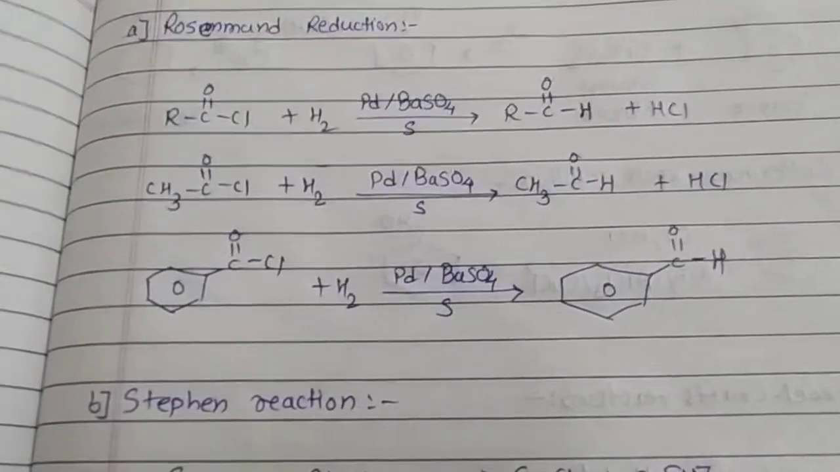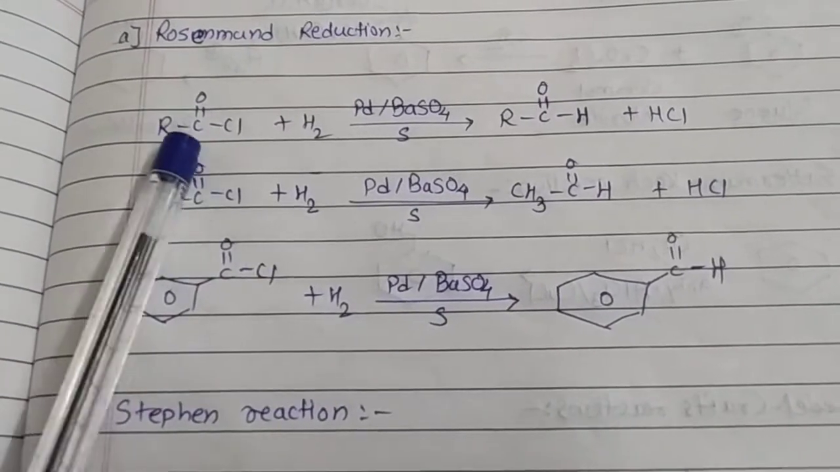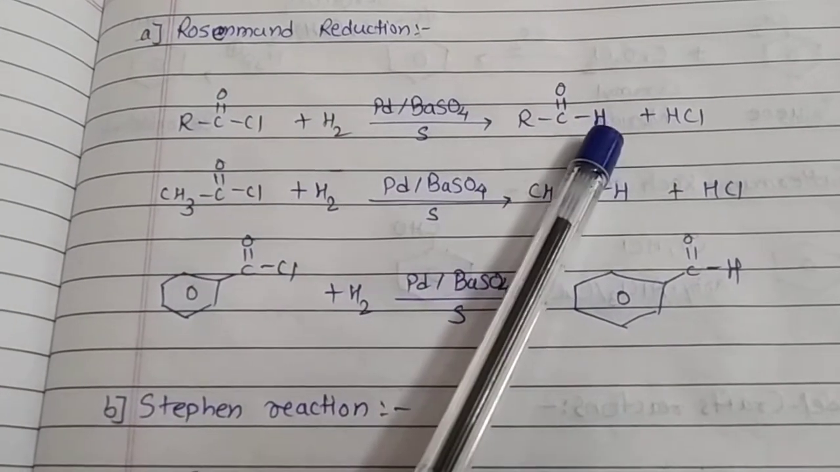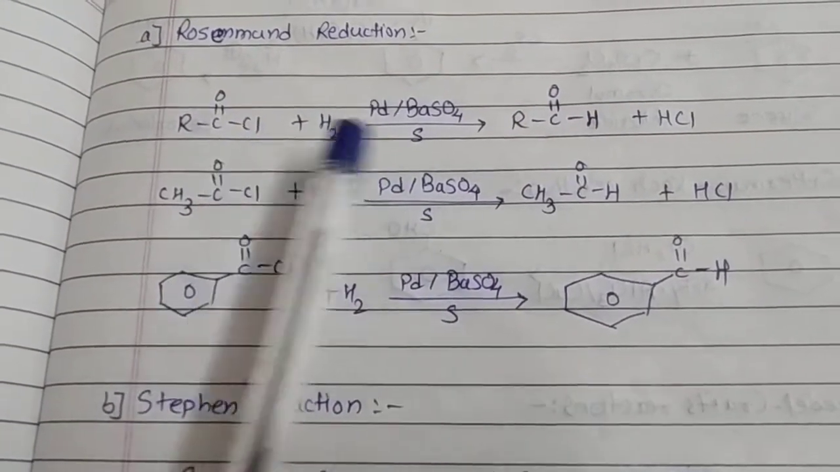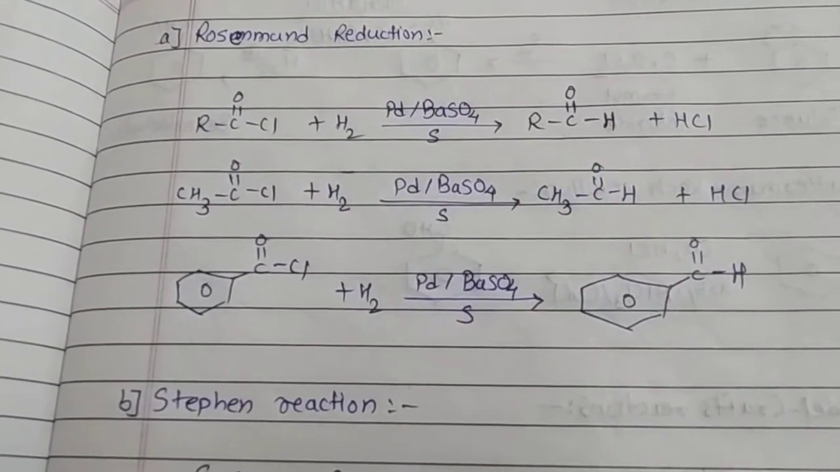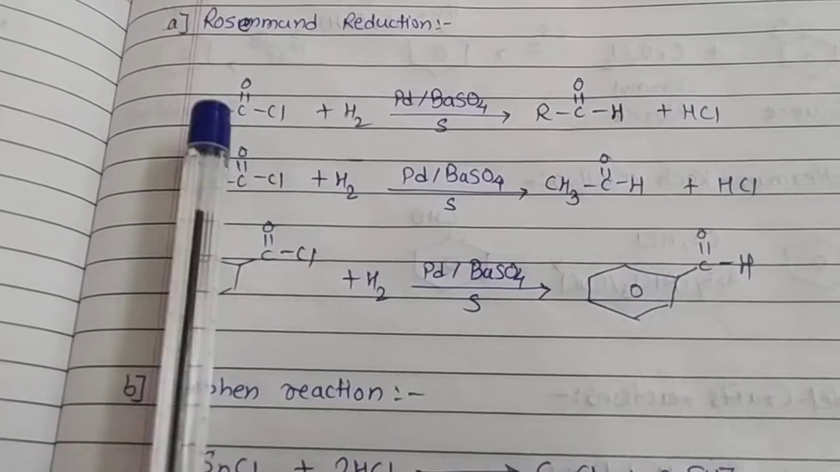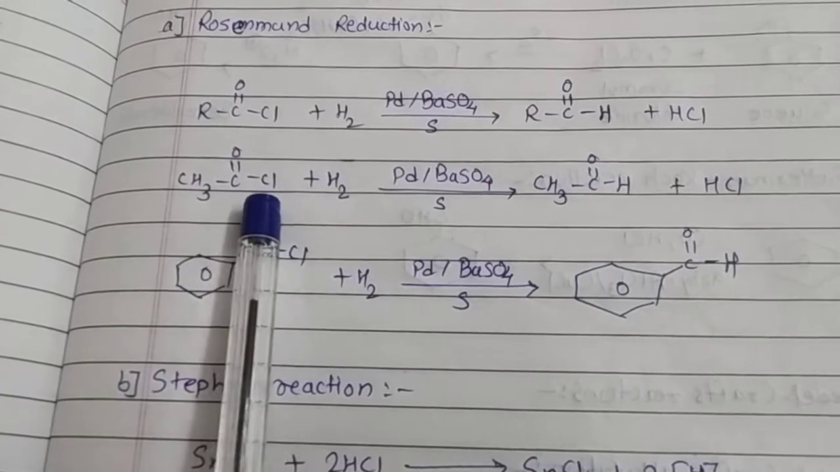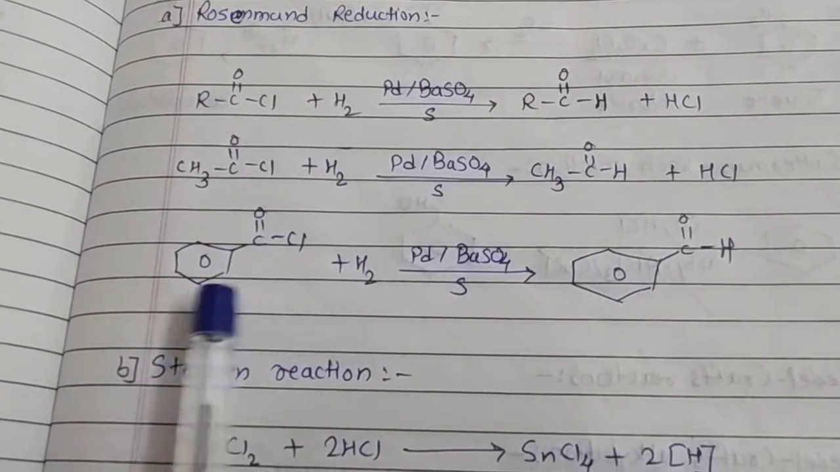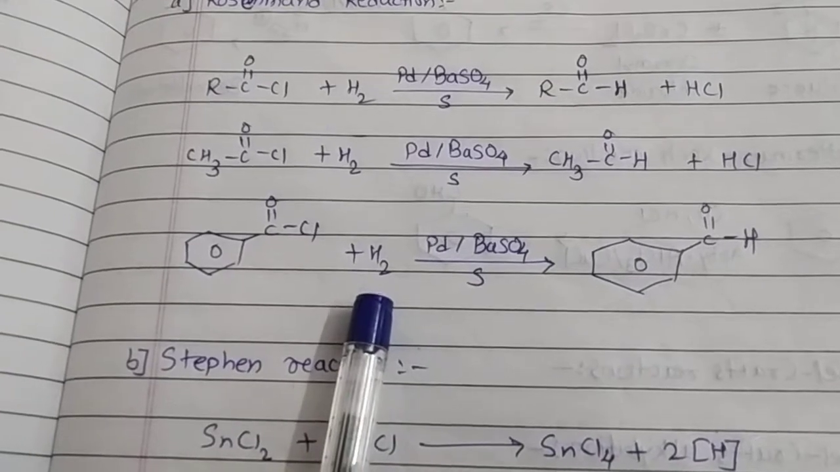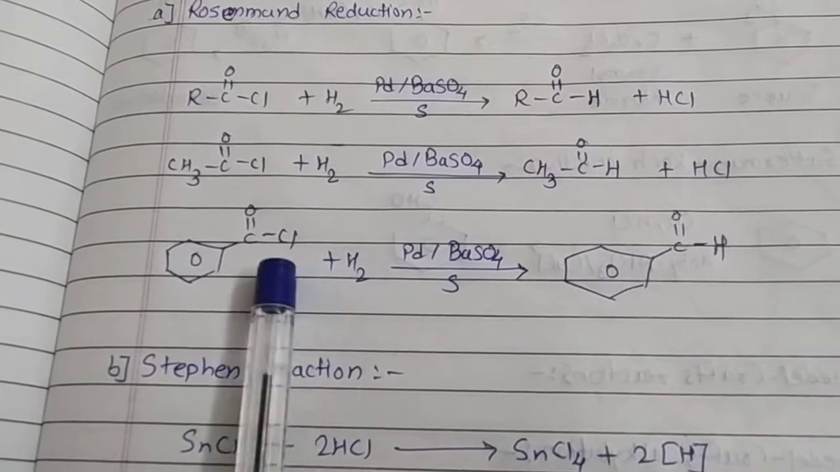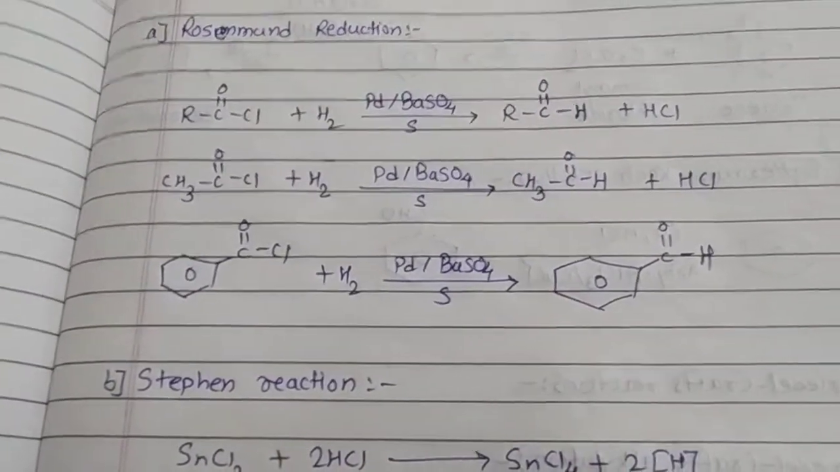So we can see a few examples. This one is general RCOCl. So H2, H from this replaces here, so hydrogen comes here and another hydrogen reacts with this chlorine to give hydrochloric acid out. So this is the general. Then acetyl chloride, same thing, HCl will be byproduct and in place of Cl there is H. For benzoyl chloride also, H and Cl will give HCl and this H will come in place of Cl. So benzaldehyde is the product.